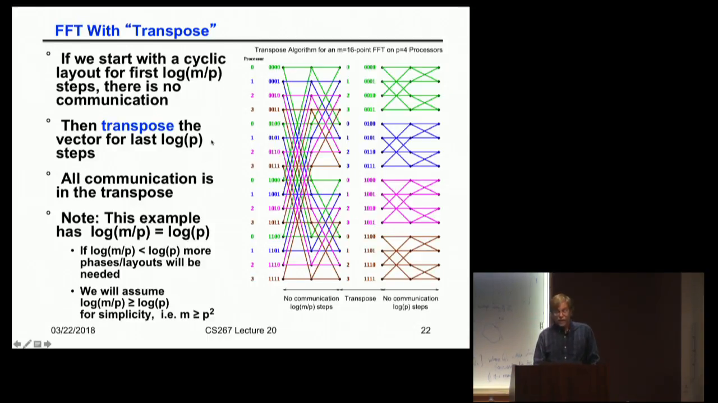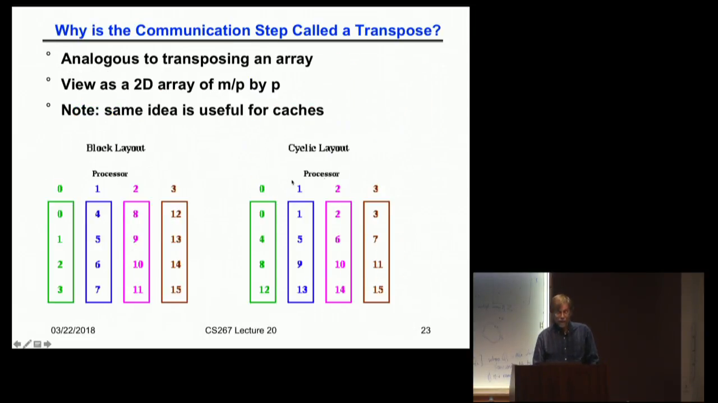So now, I claim that going from this cyclic layout to this block layout is a transpose. So let me just sort of convince you of that. So here's the initial layout. It's blocked. So the green processor owns the first 4. The blue processor owns the next 4, and so forth. Here is the cyclic layout I want when I'm done. The green processor should own every 4th, starting with 0. The blue processor should own every 4th, starting with 1.